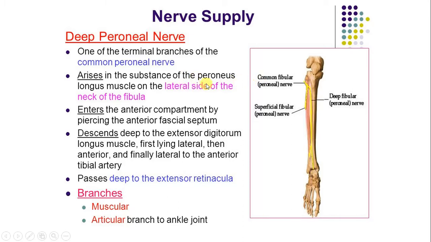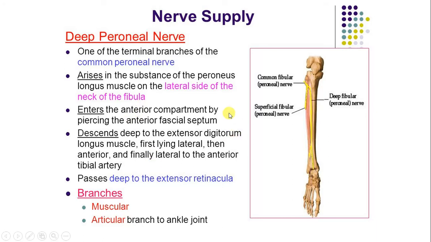It arises under the peroneus longus, which is a muscle of the lateral compartment of the leg, on the lateral side of the neck of the fibula. It enters the anterior compartment by piercing the anterior fascial septum. So it will pierce the anterior fascial septum and enter into the anterior compartment of the leg, and descends deep to the extensor digitorum longus, first lying lateral, then anterior, and finally lateral to the anterior tibial artery. The same I have shown you in the previous diagram, the relations of the deep peroneal nerve, especially with the anterior tibial artery, and it passes deep to the extensor retinaculum. Then it will give muscular branches and articular branches to the ankle joint, obviously.